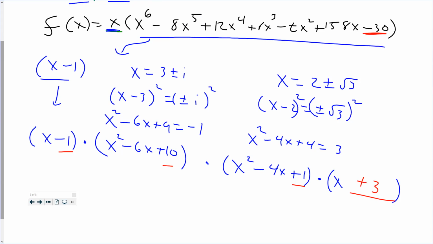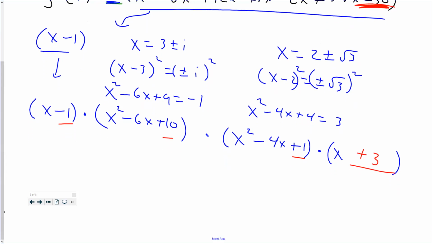Right, if I multiply negative 1 with 10 with 1 and 3, that gives me the negative 30 that I have right here. Any questions about that? We good? All right. So from there, I found all my missing zeros, right? My last missing zero is negative 3 from the x plus 3.